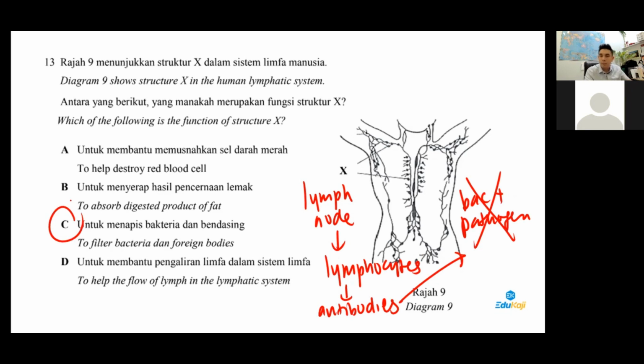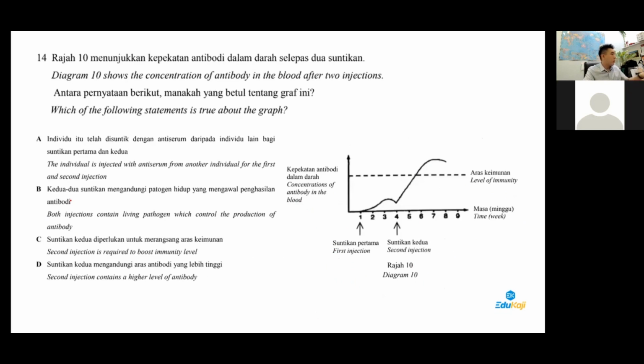Okay, bab 10, this one. Now, guys, question 14. Okay, 14 here. So you can see that an injection is provided and it takes time. You must identify this as artificial active.